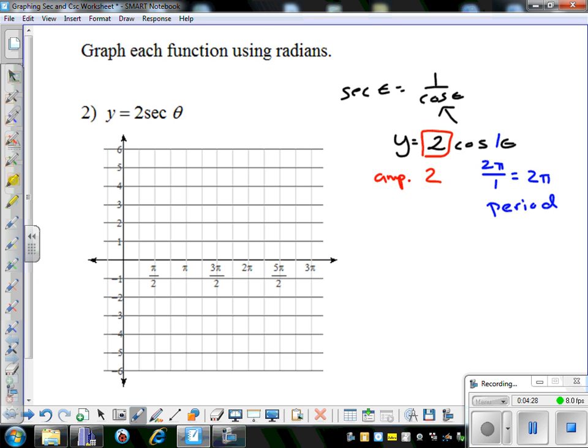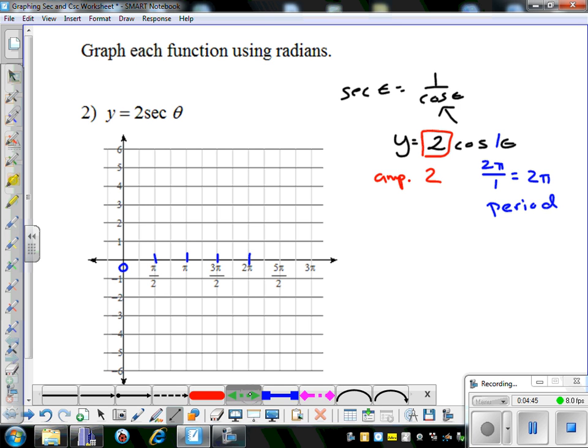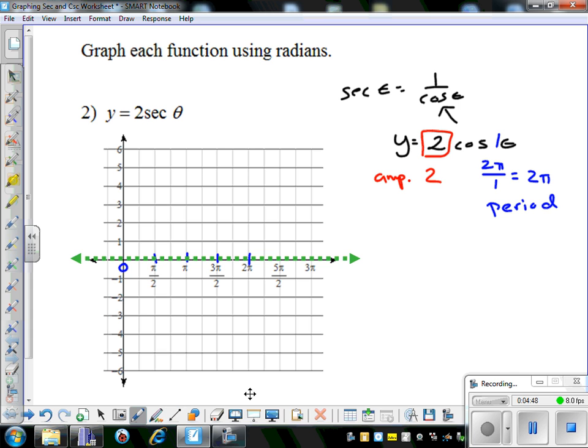Now, just like in number 1, we're going to have our 5 points as 0, pi over 2, pi, 3 pi over 2, and 2 pi. Again, there is no number added or subtracted outside of theta, so our midline will stay on the x-axis. Our amplitude is 2, so we go up and down 2 from that midline. It is the cosine function again, so we're going to start up at our top amplitude for our first point.